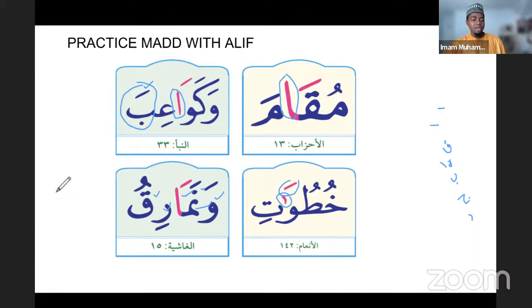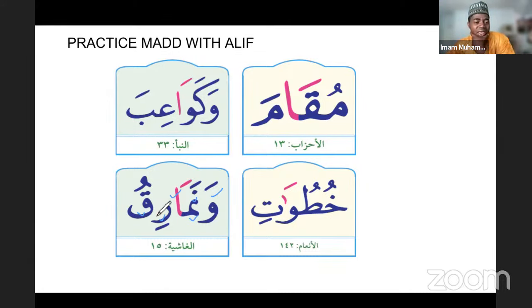Amazing. And a lot of students make mistakes. So this one is a wa. The second one is a noon. The third one is a mim. Then an alif. Then a ra. Then a qaf. So how do you pronounce this? Wana mariqu. Okay? So the qaf is getting stopped on.